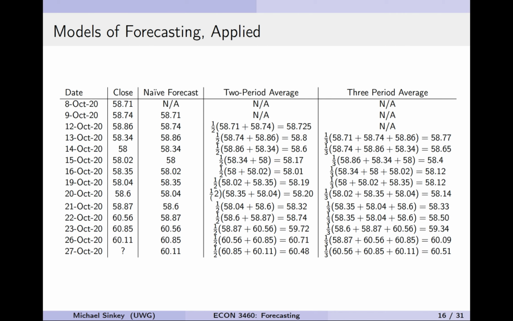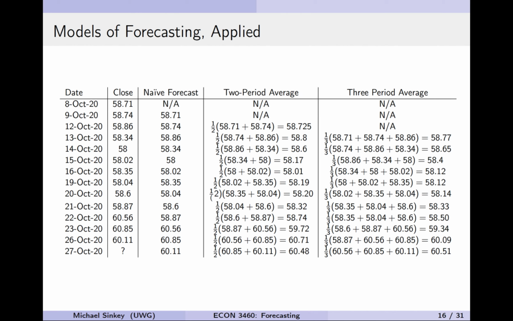For October 12th, I have data from October 9th and October 8th available to me. My naive forecast is October 9th. That was 58.74. My 2-period average forecast is the average of 58.74 and 58.71, which is 58.725. My 3-period average does not exist because I do not have October 7th in my data set. So for the 13th, my forecast is 58.86. Why? Because that's the data from the 12th.